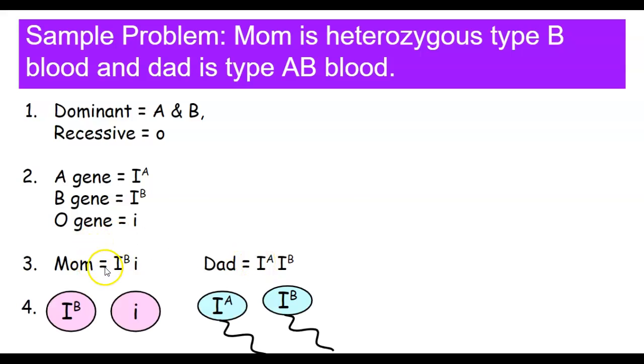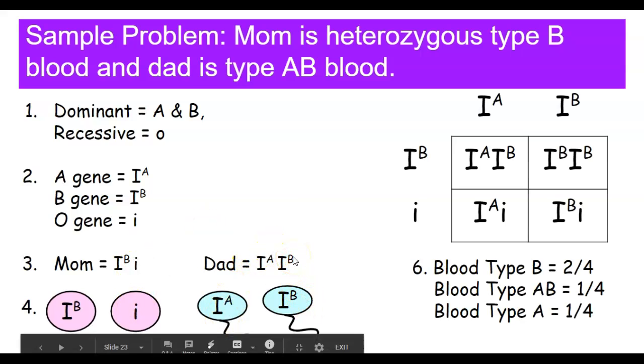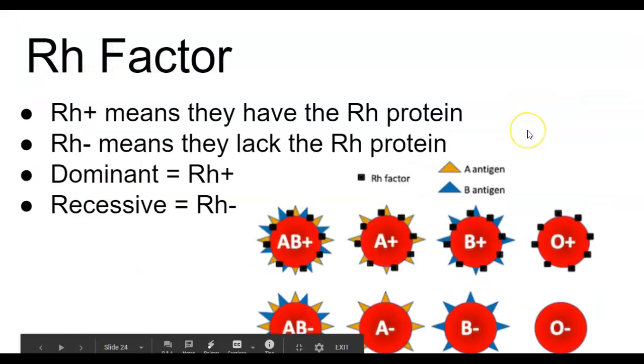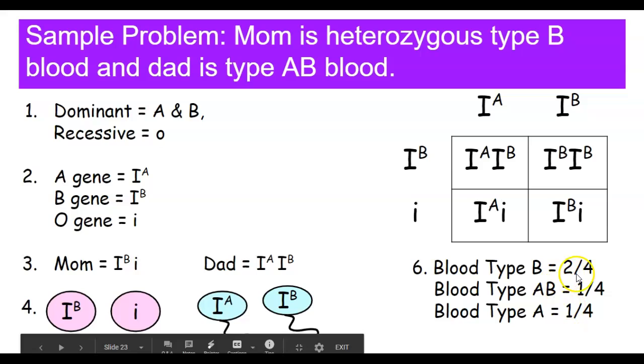And then we do our sperm and our egg, so the IB to one, the i to the other, the IA, and the IB. And then we make our Punnett square, okay? So here's our Punnett square. We've got IA, IB. So what blood type's this going to be? This is going to be AB, right? What about this one? That's two B's? Blood type B. What about this one? 1B. That's going to be B. And what about this one? This is going to be A. So here are our blood types.